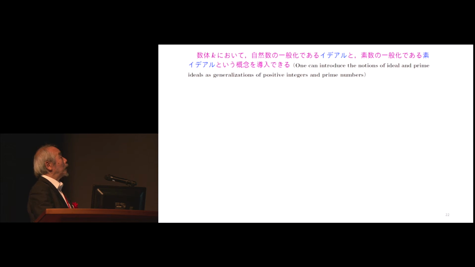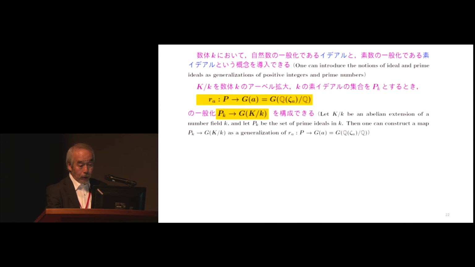In the case of Q, the rational numbers, the primes will be considered, but in general number fields, the more generalized prime ideals. We can introduce the notion of ideals and prime ideals as a generalization of positive integers and prime numbers, or their analogues. I needed to explain the detailed definition, but I would rather spare you. And large K over small k is an Abelian extension of the number field small k, and the set of prime ideals of k is considered, and that constitutes the map of Galois groups.